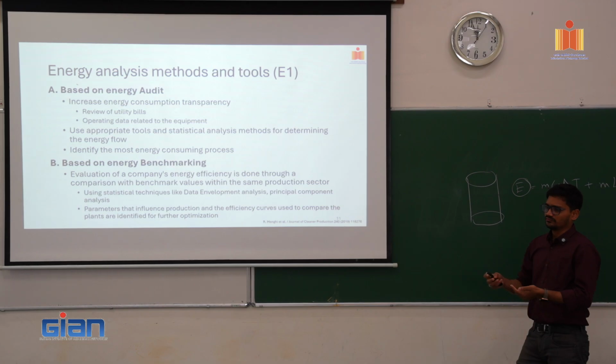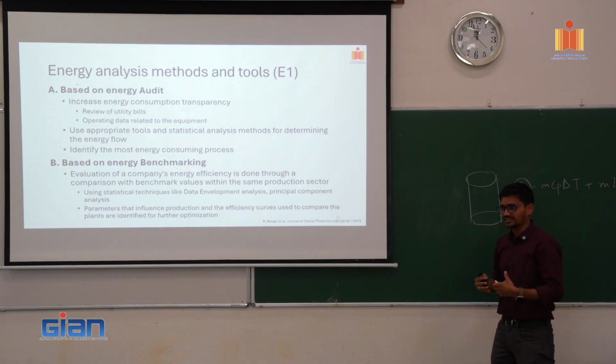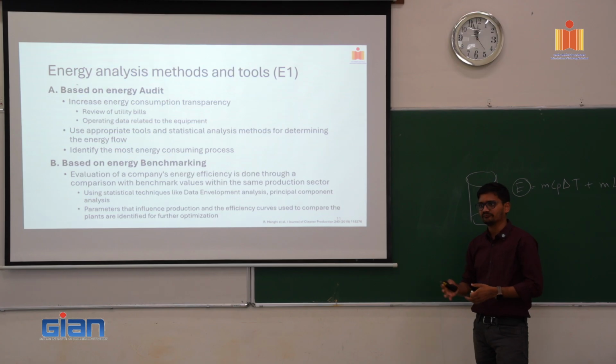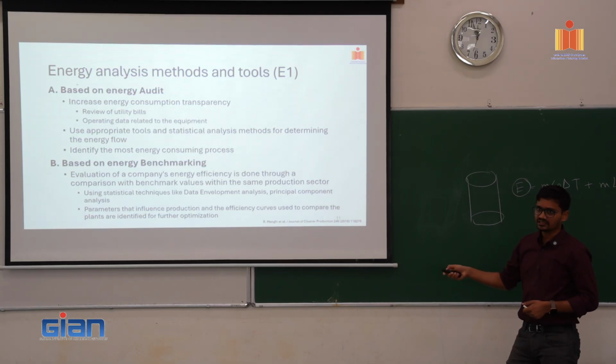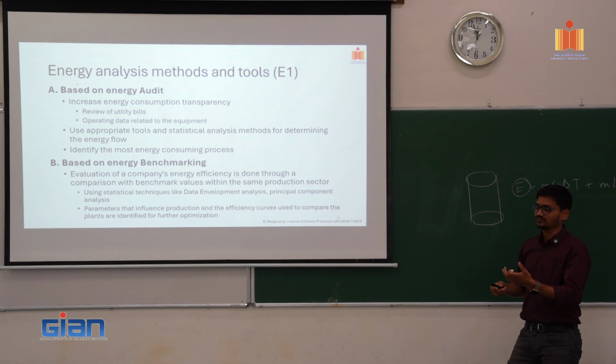For example, if you are running a system, typically the manufacturer will tell you that if you run the system for this many hours, this will be the energy output. Today all home appliances come with an energy rating. The manufacturer already gives you the information that this is the kilowatt hours that this machine will use. That is based on energy benchmarking, so that can also be one of the methods and tools for the energy assessment.